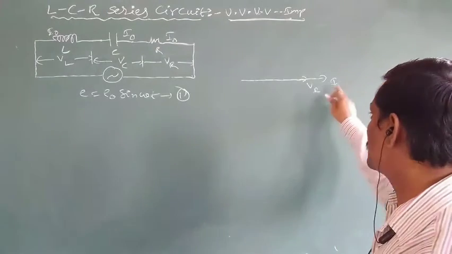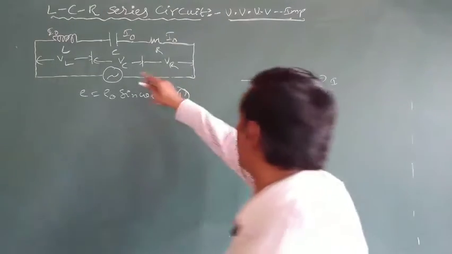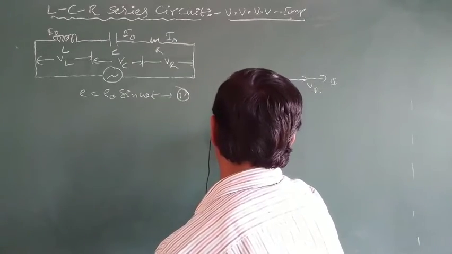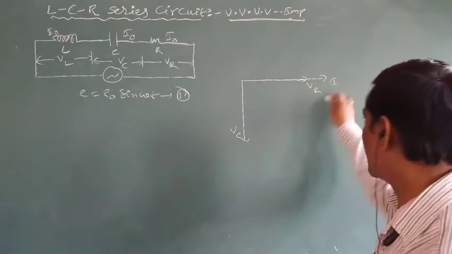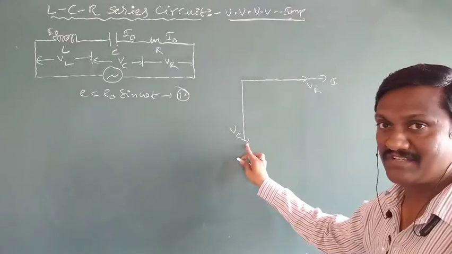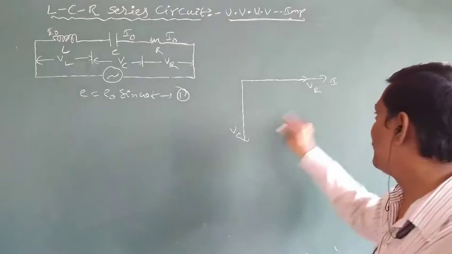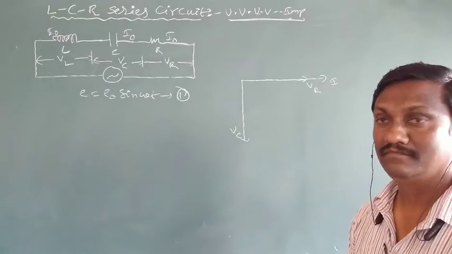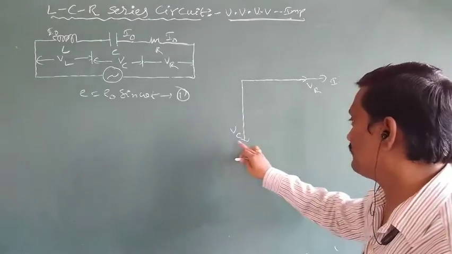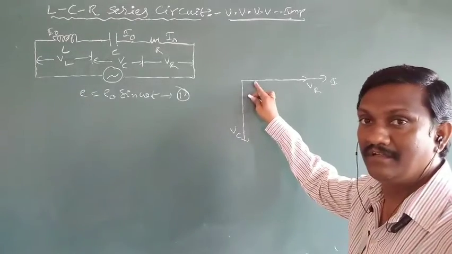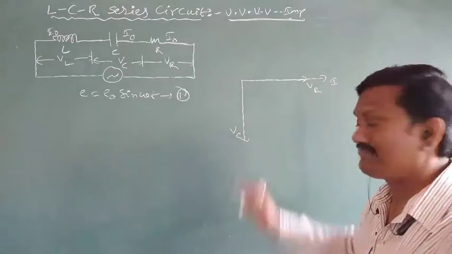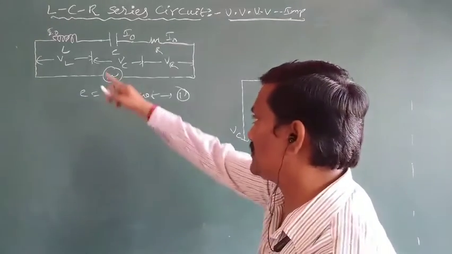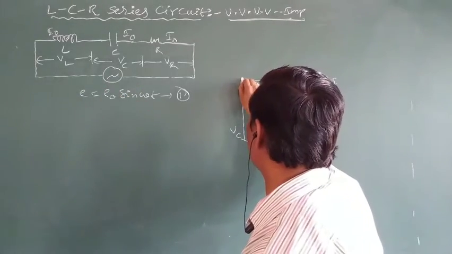Next, comparing to current, the potential difference across the capacitor, VC, is vertically downward. Comparing to current, the EMF of the capacitor is lagging. The phase between current and potential difference across the capacitor is 90 degrees, and current is leading while EMF is lagging. Similarly, with respect to current, the potential difference across the inductor, VL, is in the vertically upward direction.